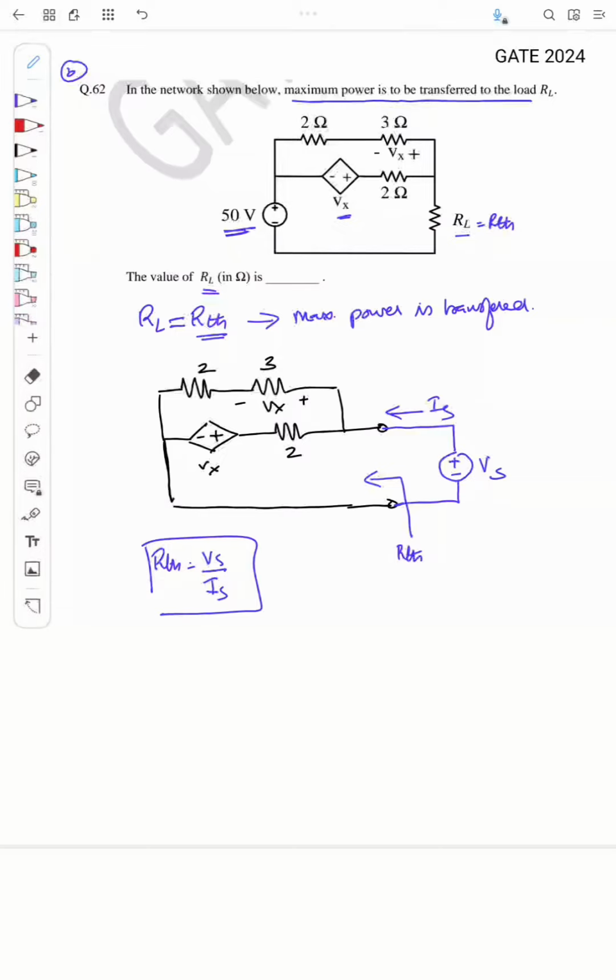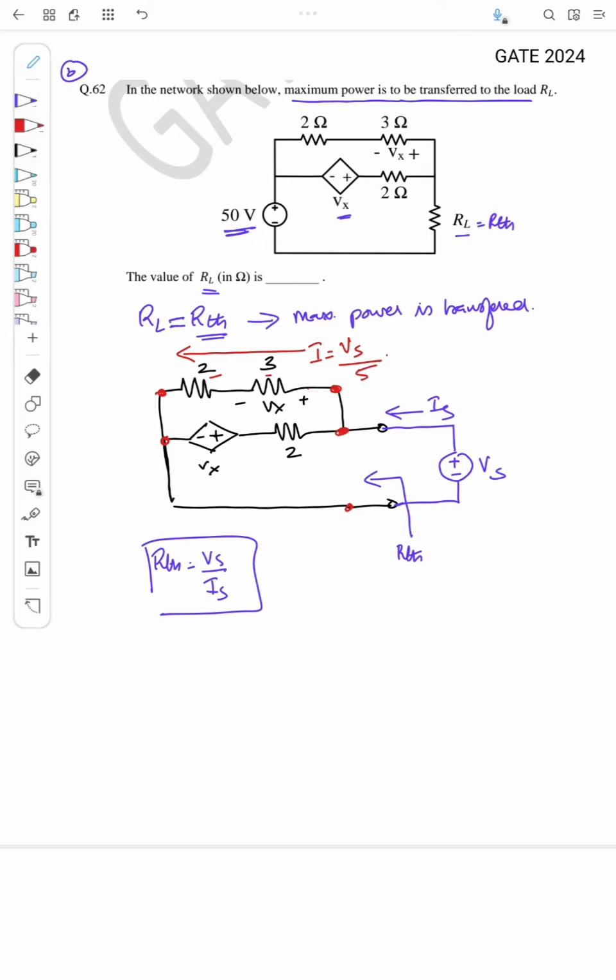If we carefully see here, the voltage across this node is Vs, which means the voltage across this node and this node is also Vs, right? Both are the same. So what is the current flowing through this? I will call it I. This I is equal to the voltage across this point to this node, which is Vs, divided by the total resistance 2 plus 3, that is 5.